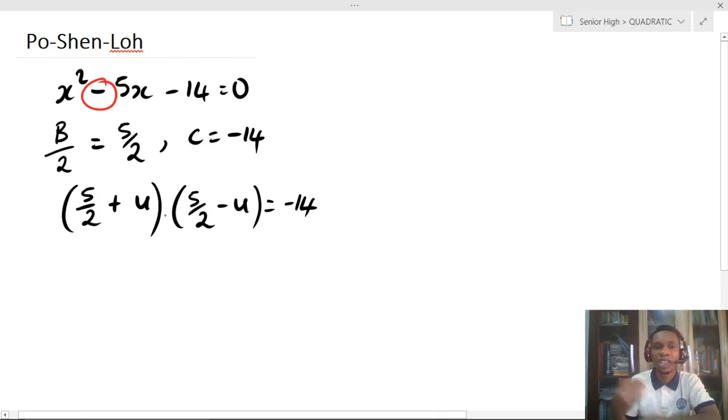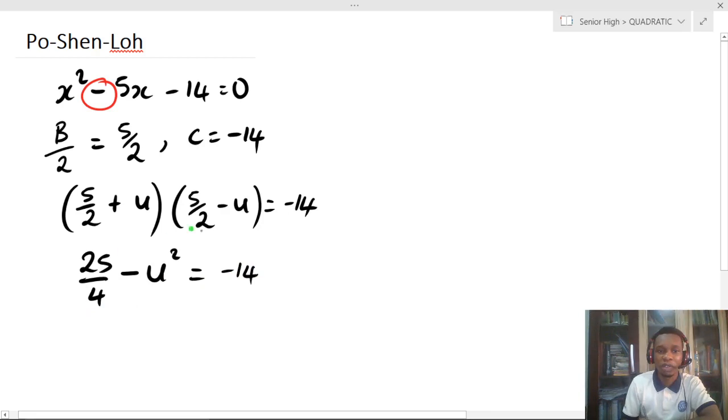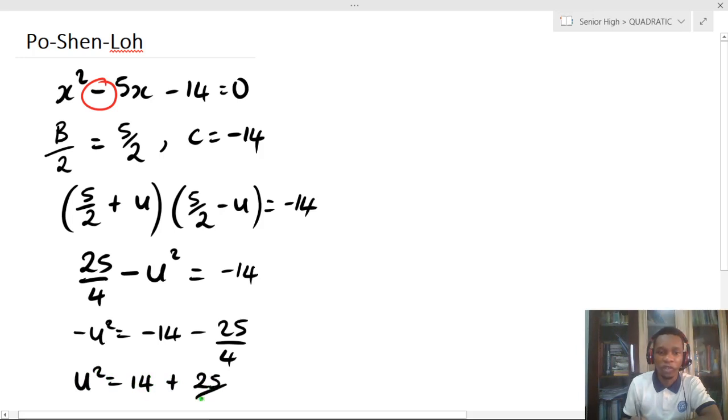I explained this in our question and answer session just before this topic. When you have a difference of two squares, you square each of them. Take the first value and square it: 5 over 2 squared is 25 over 4. Then take the second value and square it: u squared, with a negative sign in the middle, is equal to minus 14. We can then cross this over because we're trying to solve for u. So minus u squared is equal to minus 14 minus 25 over 4. Everything here carries a minus sign, so I can divide through by negative 1, and I have u squared is equal to 14 plus 25 over 4.